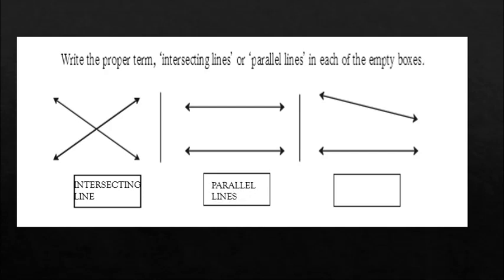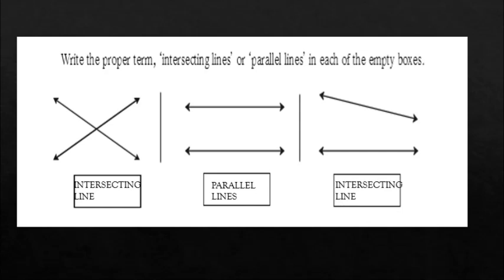Now, in the third picture, these lines are not meeting right now. But if you extend them further, as these lines have arrows, they can be extended. As you extend them further, they will meet at a particular point. So that is why these are called intersecting lines and not parallel lines.